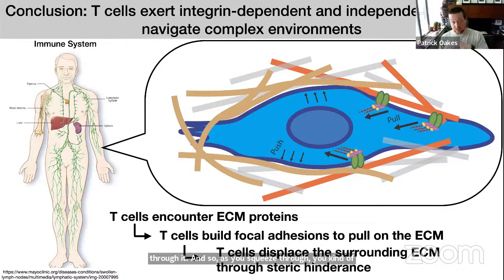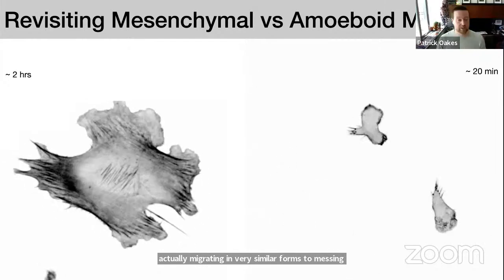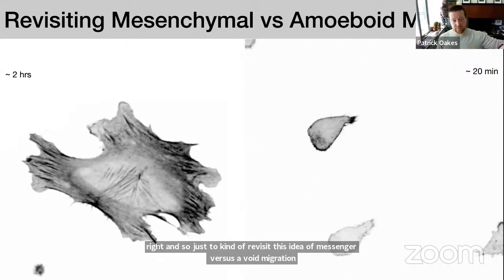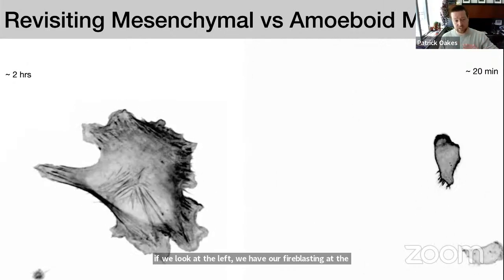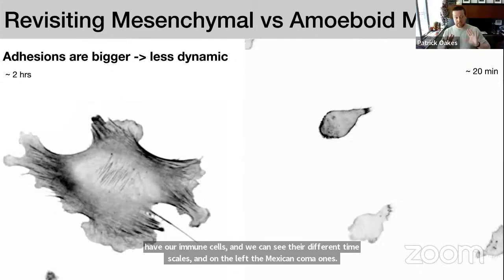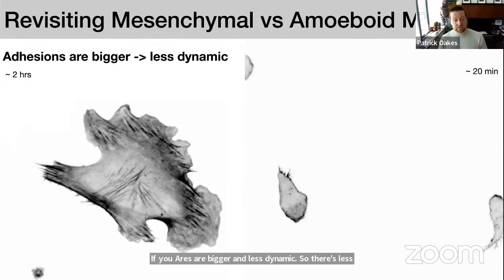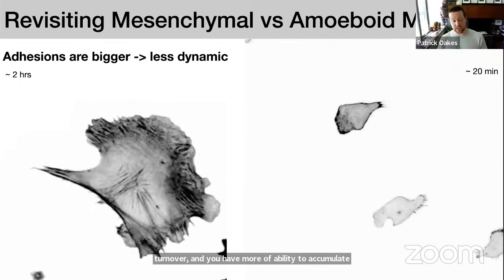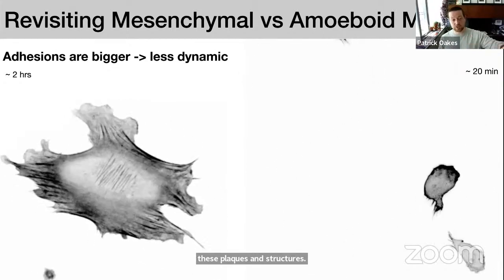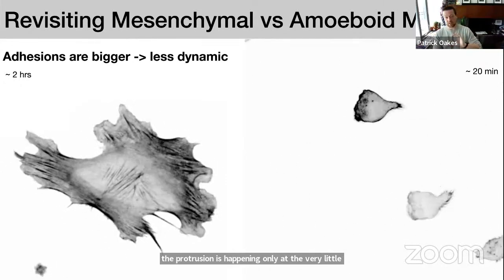Right. And so we think that these T cells, even though they're using this amoeboid migration, are actually migrating in very similar forms to mesenchymal cells. Just to revisit this idea of mesenchymal versus amoeboid migration, on the left we have our fibroblasts, and on the right we have our immune cells, and we can see they're on different timescales. On the left, the mesenchymal ones, it's really a function of the fact that they're slow. The adhesions are bigger and less dynamic, so there's less turnover, and you have more ability to accumulate these plaques and structures, and you don't get this turnover and change of direction. And they're really flat, so much of the protrusion is happening only at the very little couple of microns of the lamellipodia at the leading edge. The rest of it is pretty much all planar and staying where it is.